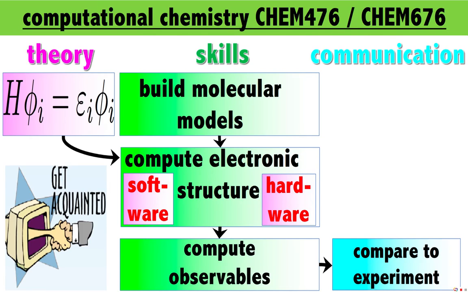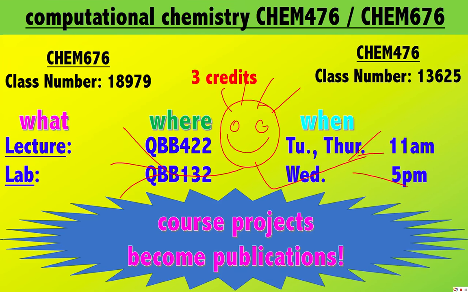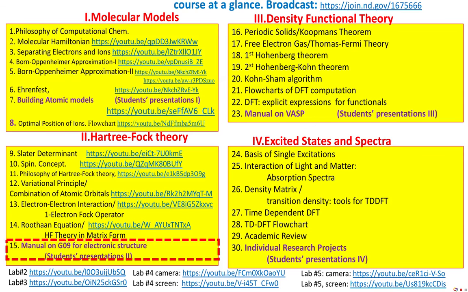The course is organized as four chapters, starting with building molecular models, then the chapter on the electronic structure, basic electronic structure theory, and then two chapters on density functional theory and excited states. At the end of each chapter, there are presentations by attendees who share their skills in operating the software.